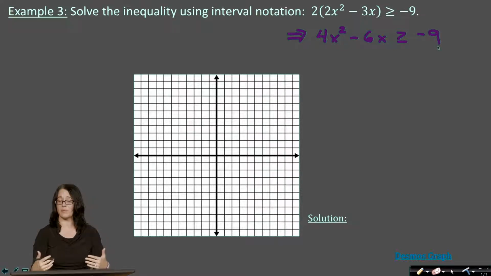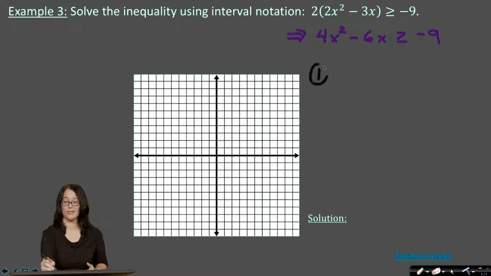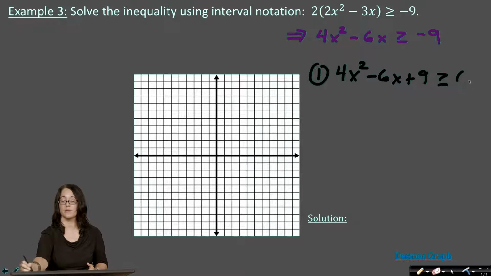So after you distributed, go through your 3-step process again. What is the first thing I do? What is the second thing I do? And how do I answer the question? See how you're doing here. Okay, so the first thing you did, if you remember correctly, was get 0 on one side. So you got 4x squared minus 6x plus 9 must be greater than or equal to 0.